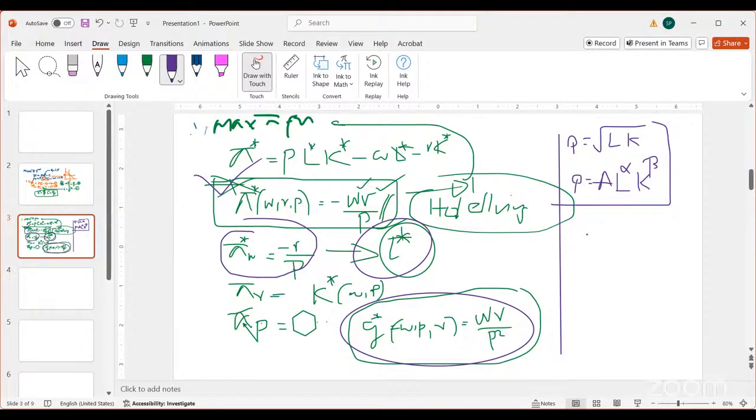The other one, what we discussed, the minimum value cost function. The minimum value cost function.